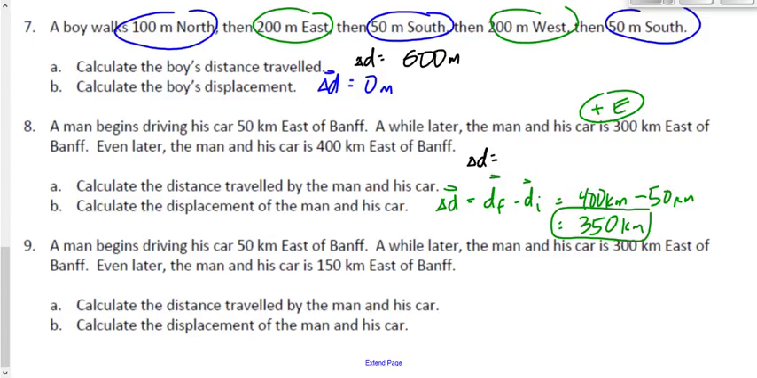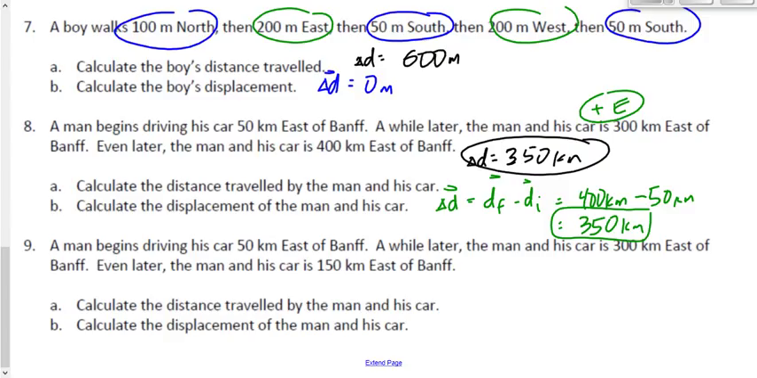Distance traveled is 300. How come it's the same value? Sorry, 350, I should say. 300 is not the same value. 350 is the correct answer, and it's the same value. How come it's the same number? Minus the direction. Because we're going the same way. He hasn't changed direction. Okay.